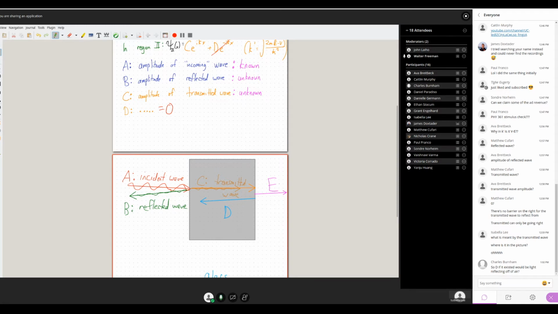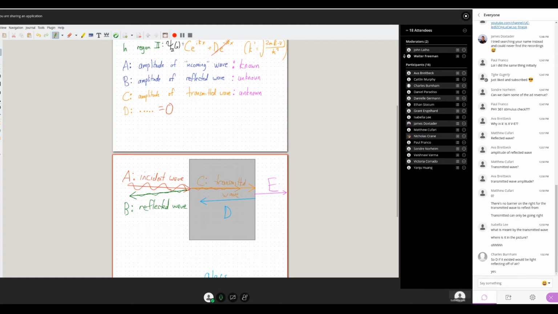But in our first situation, we're not going to consider the situation where we've got another interface off to the right to have even more reflections from. Does that make sense? Great. All right. So again, we're not going to have these around for now.